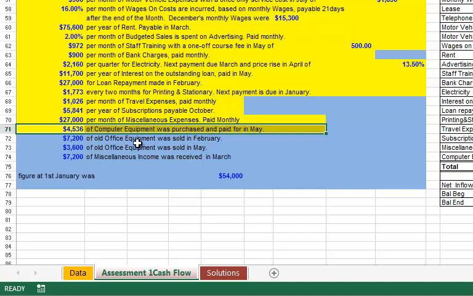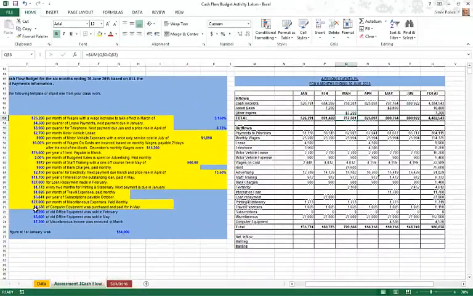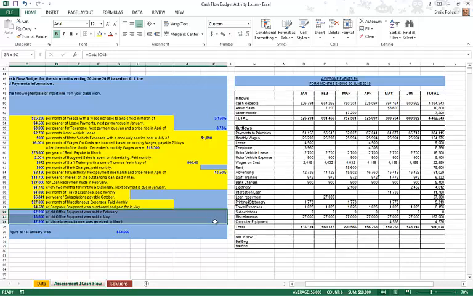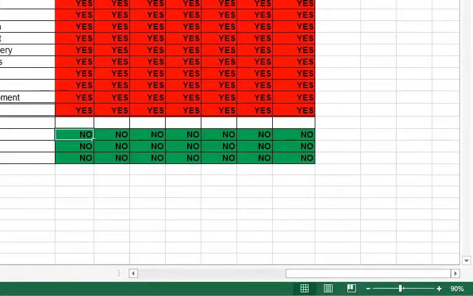In this case, old office equipment. Well, the office equipment is an asset, and it was sold in February. So we go up to here. We go, well, February, 7,200. And then we did 3,000 old office equipment sold in May as well. So we keep that. And miscellaneous income was received in March. So we do that. So I'm feeling pretty confident that the top part is right now. Check the solutions. All right, we're on track. So now we can move to the next bit.